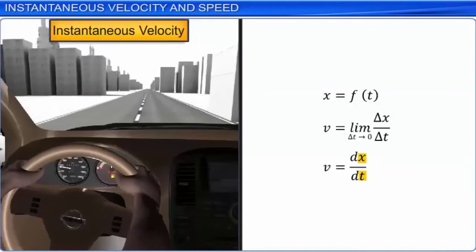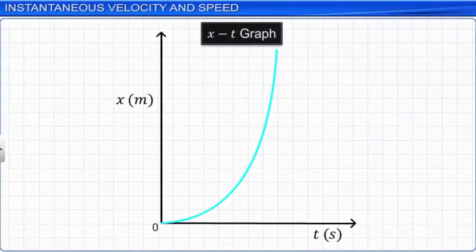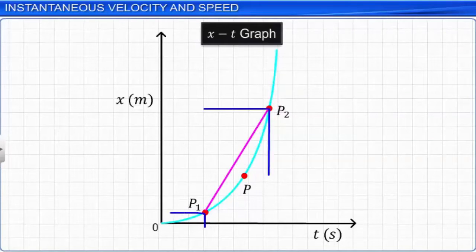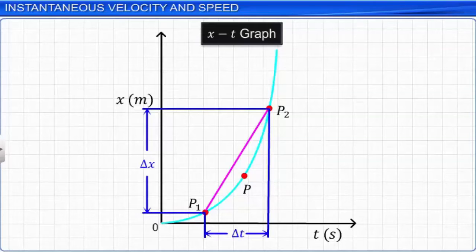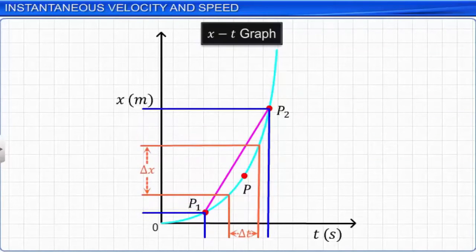Let's understand how to calculate instantaneous velocity using an x-t graph. We first mark a point P on the graph at which the instantaneous velocity of the body has to be found. We mark 2 points, P1 and P2, on either side of P. Join points P1 and P2. Find delta t and delta x. When delta t is reduced, we get lines Q1, Q2, etc.